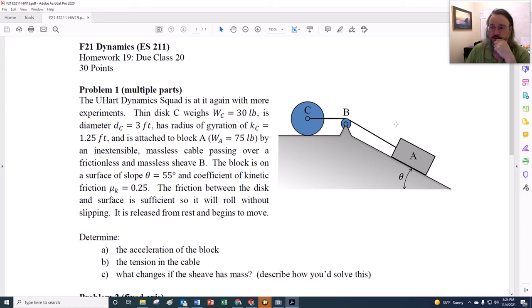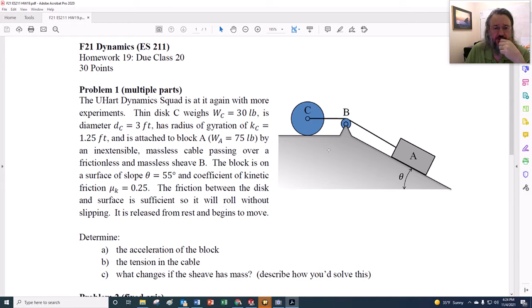Here is the solution for homework 19. And let's see, what did I do? I created a problem where we have this disc that weighs 30 pounds and diameter is 3 feet, but it has a radius of gyration of 1.25 feet. I wanted you to get used to the radius of gyration thing.